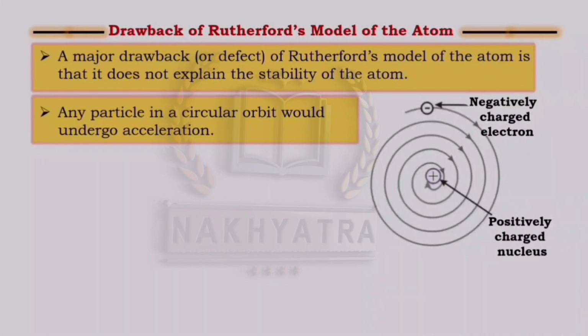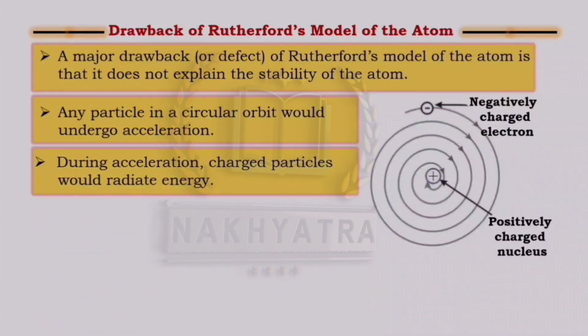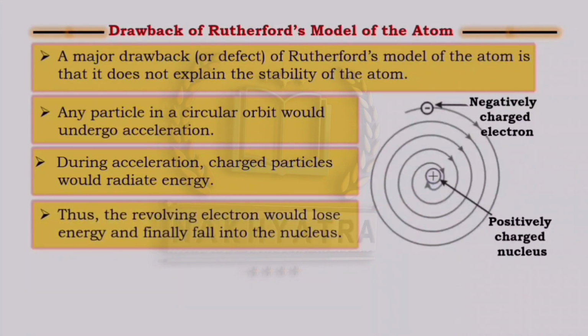Any particle in a circular orbit would undergo acceleration. So this electron in the circular orbit would undergo acceleration. During acceleration, such particles would radiate energy. Thus the revolving electron would lose energy and finally fall into the nucleus.